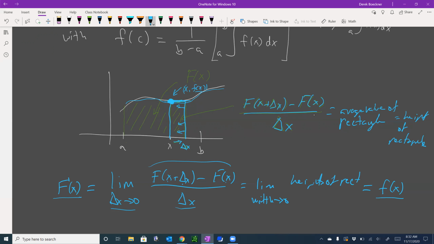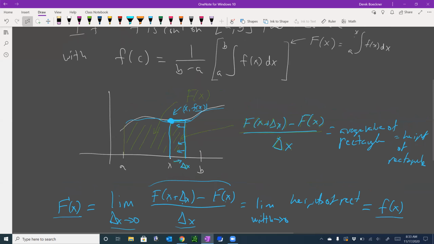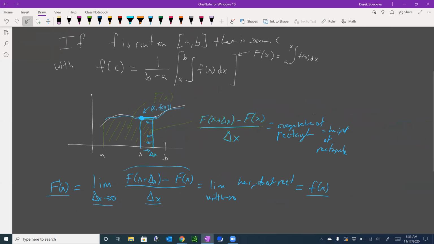Okay. So we just proved that this integral function basically has a derivative of little f inside of it. So if you integrate a function and then take the derivative, you get the function that you started with before you integrated.